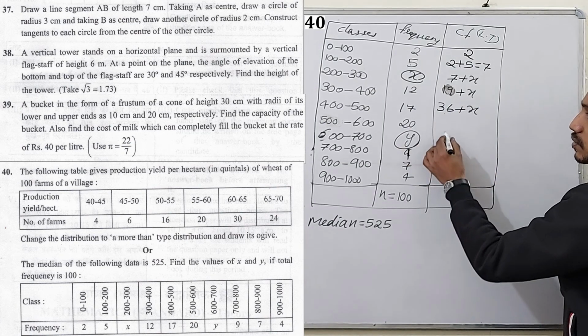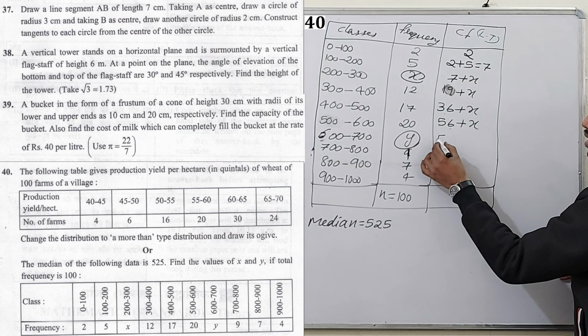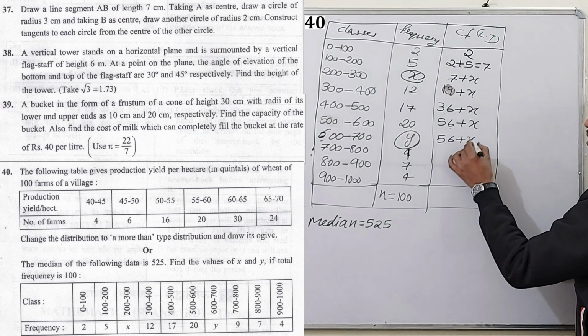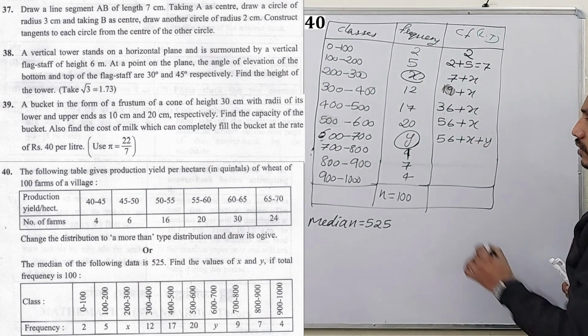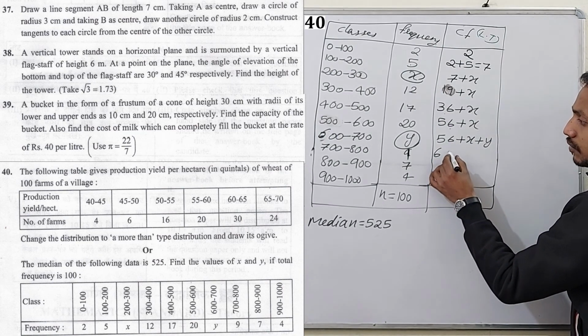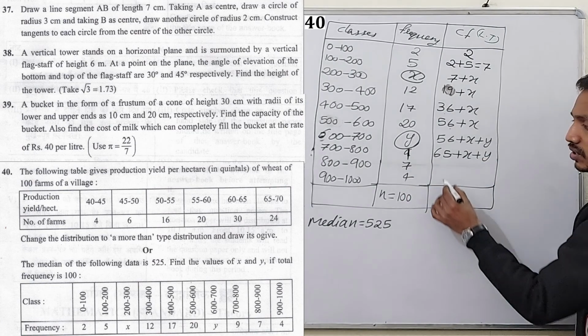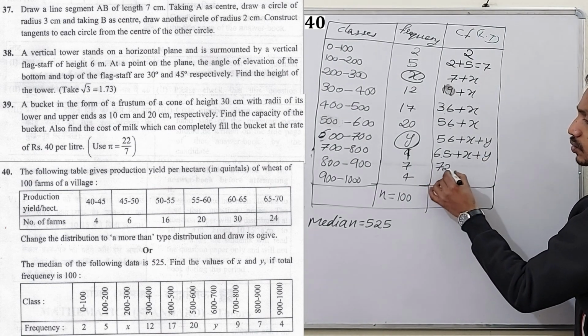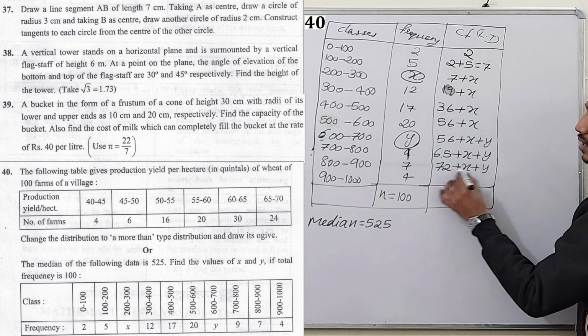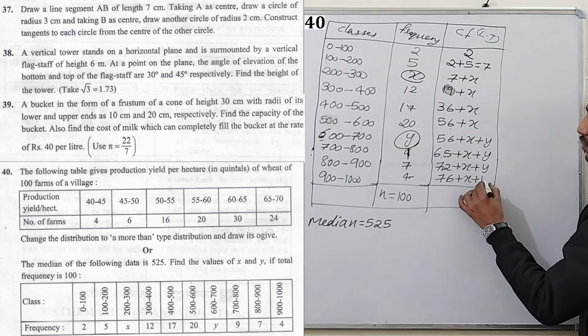And here 36 plus 20, 56 plus x. 56 plus x plus y. Then 56 plus 9 is equal to 65 plus x plus y. Then 65 plus 7 is equal to 72 plus x plus y. And 72 plus 1 is 76 plus x plus y.